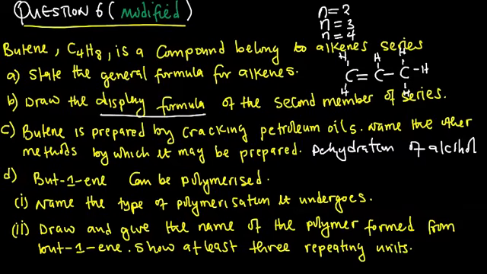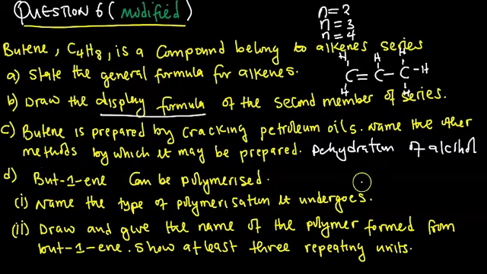As you know, a hydration reaction results in alcohol. That is, addition of water to alkenes results in alcohol. So when you remove water, you are going back to the what? Alkene. So in other words here, since butene is an alkene, we can safely say it is a dehydration reaction. Okay? Then what about the D question? But-1-ene can be polymerized.